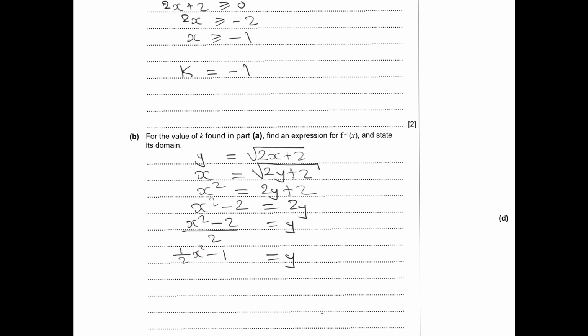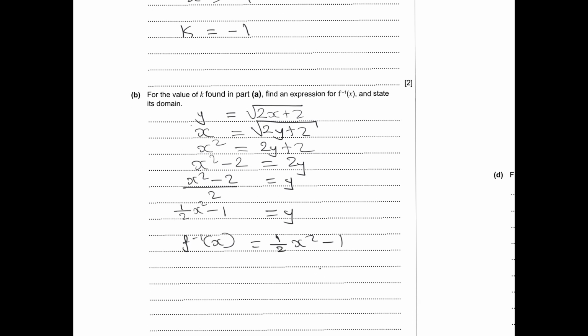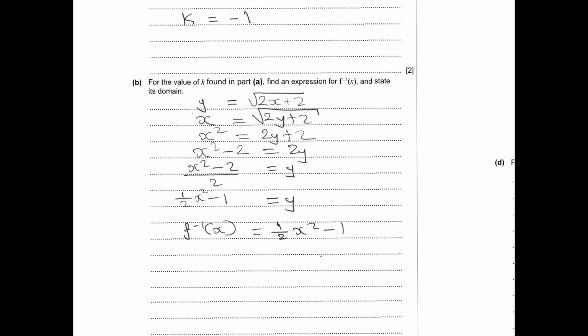Half x squared, and then negative 2 divided by 2, we are going to get negative 1. So this is the expression that we are going to have. Then we can denote our inverse function using the notation there: half x squared minus 1. That is the expression for the inverse function. And then the second part of the question is state its domain.